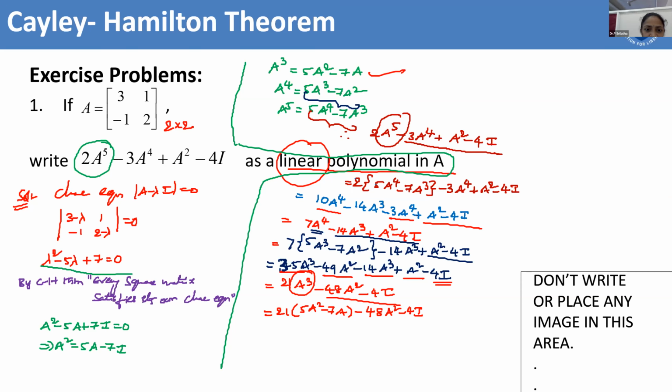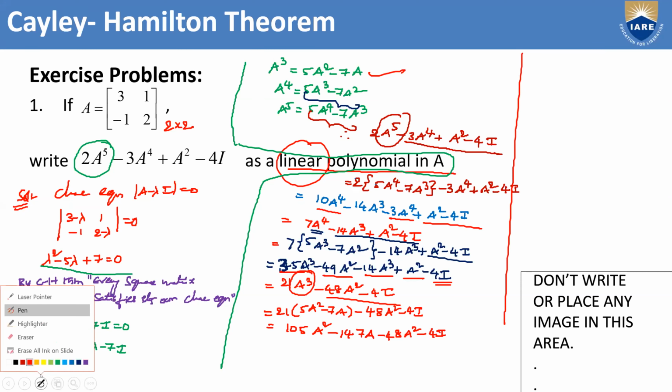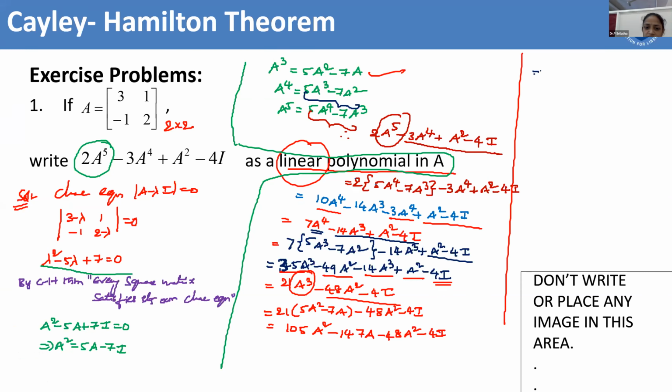Roll number 95, A2. Nishita, change your name as roll number.